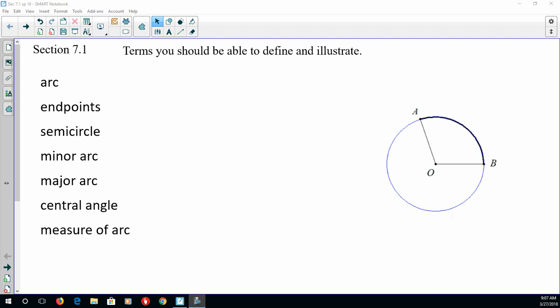Let's get into section 7.1 where we start talking about circles. Circles to me are terribly interesting and they're fun as well. However, they really aren't taught much.